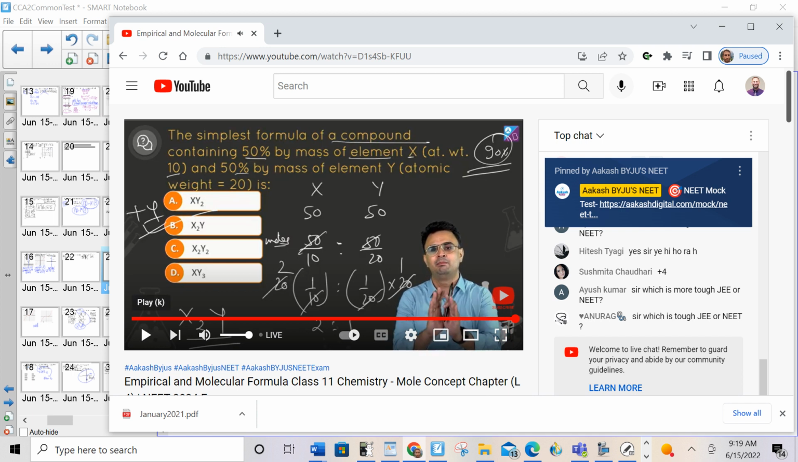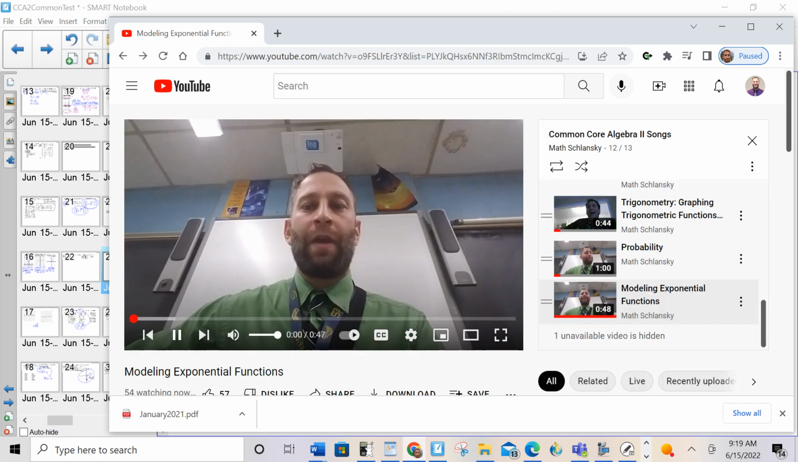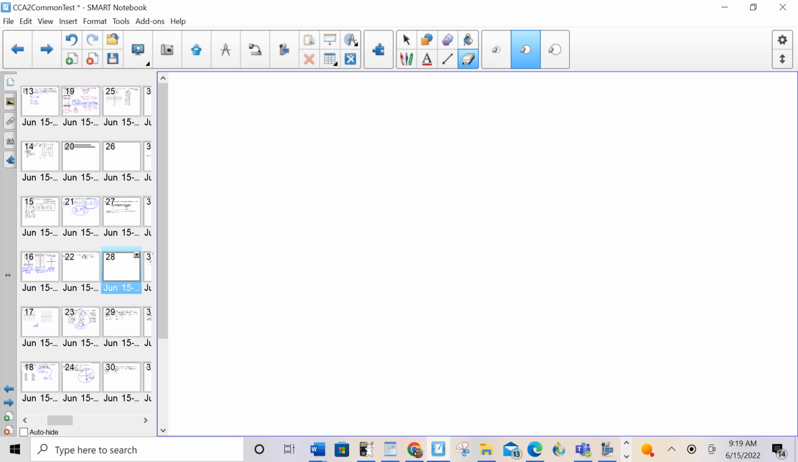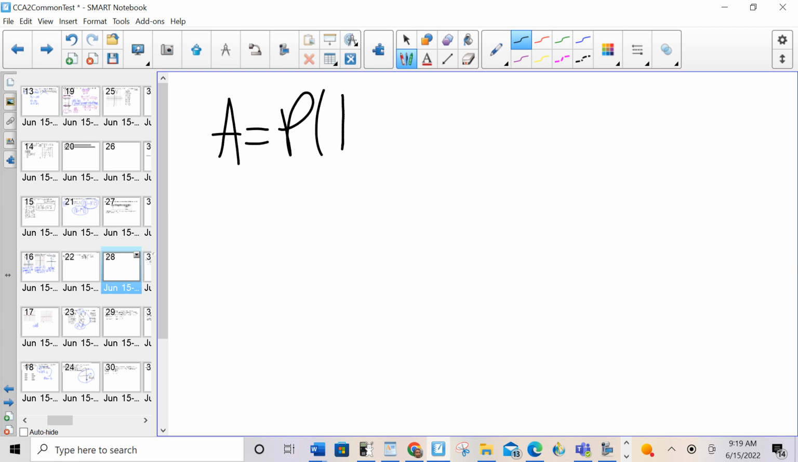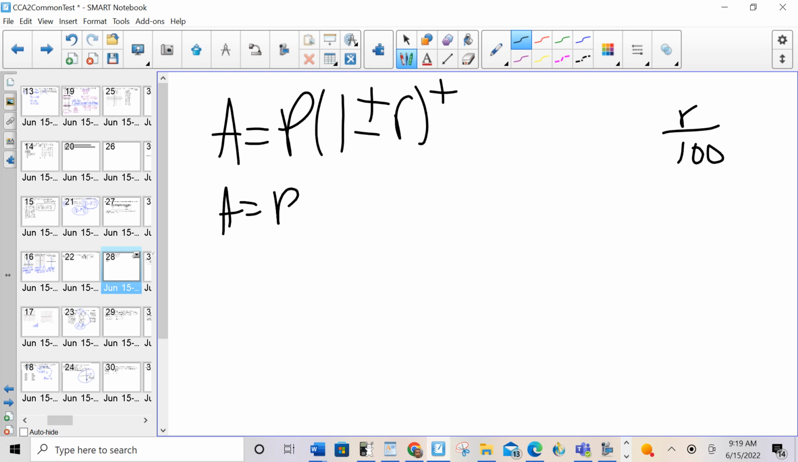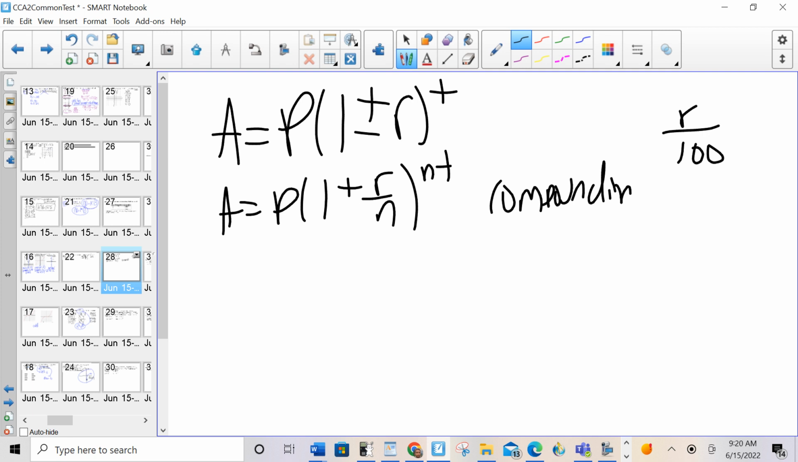No. Get out of here. All right. So, here we go. A equals principal parentheses 1 plus or minus the rate to the power of time. Divide the rate by 100. Principal parentheses 1 plus minus r over n to the power nt. Compounding per. For continuous.